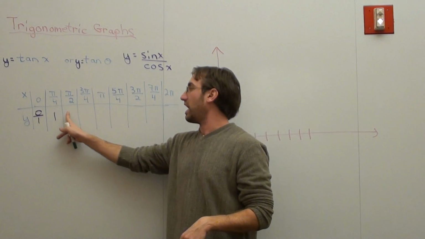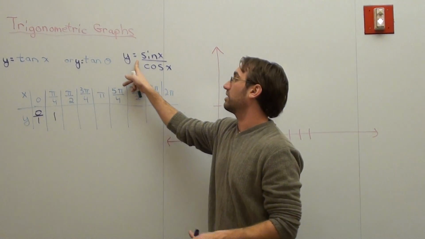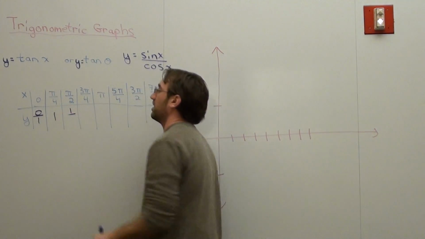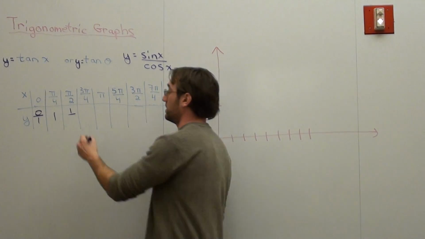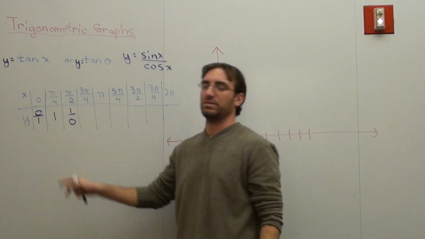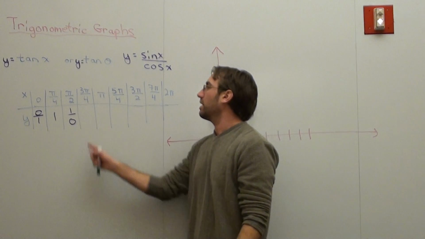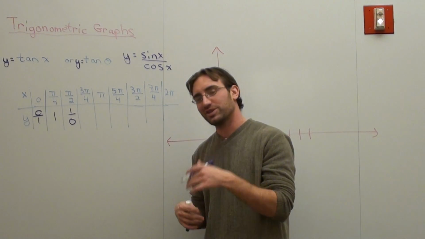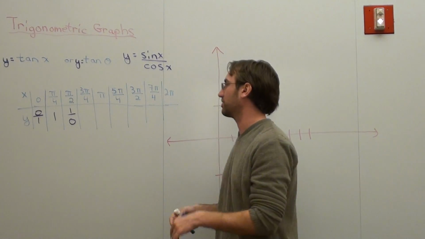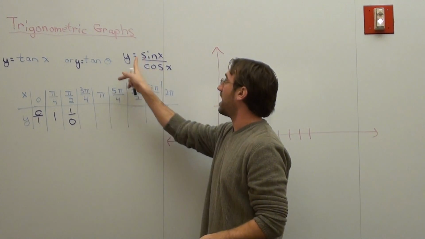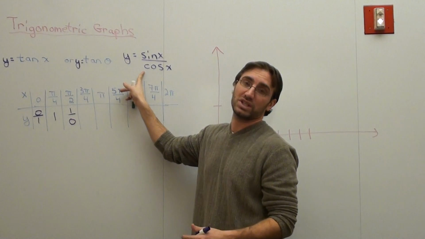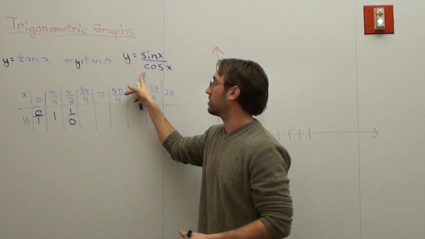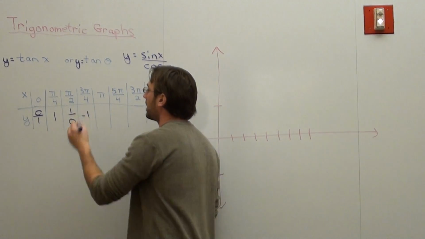When I use 90 degrees, the sine of 90 degrees is 1, but the cosine of 90 degrees is 0. Uh-oh, that's going to be undefined. When I do this one, it's root 2 over 2 divided by root 2 over 2. The problem is that the sine is positive, but the cosine is negative. So actually the answer is -1.